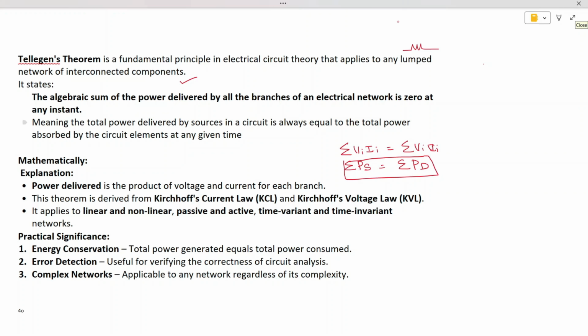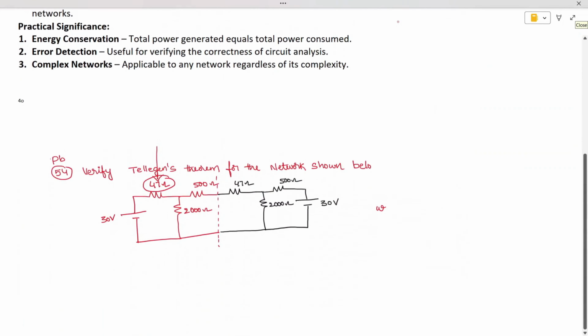The meaning is that the power delivered by the sources in the network is always equal to the total power absorbed by the elements. So the total sum of powers delivered by the sources is equal to the sum of powers absorbed by the loads. If the powers are the same, then we can validate it. In order to validate it, I am going to do the problem in lecture 54.